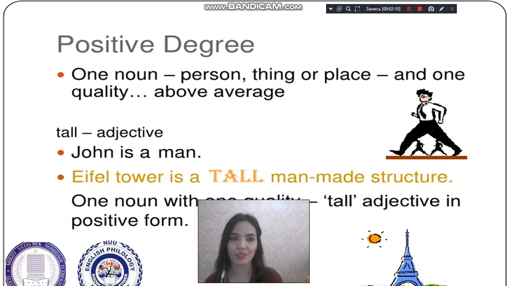What is a positive degree? One noun, person, thing, or place, and one quality about average. For example, look at the picture. So here is one man who is tall, and one building, and it is Eiffel Tower. Now let's look at the example. John is a tall man. Eiffel Tower is a tall man-made structure. In these examples, tall adjective is positive form.